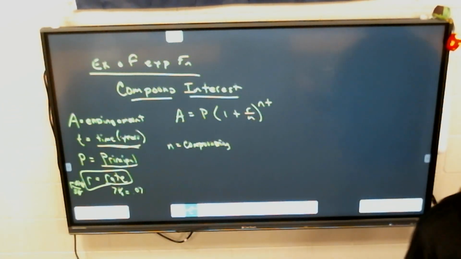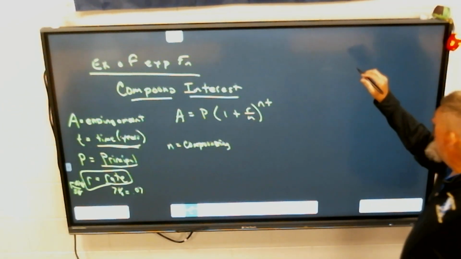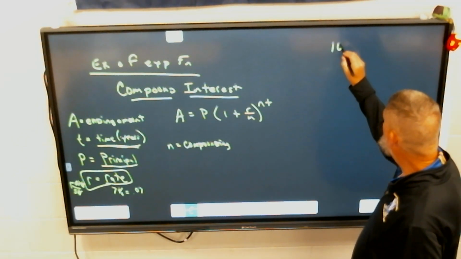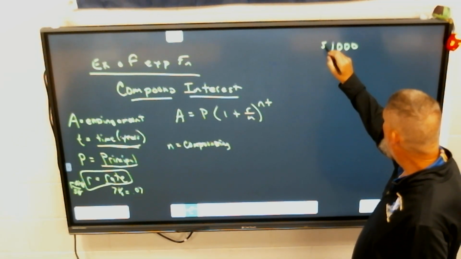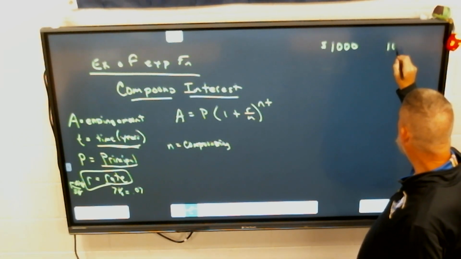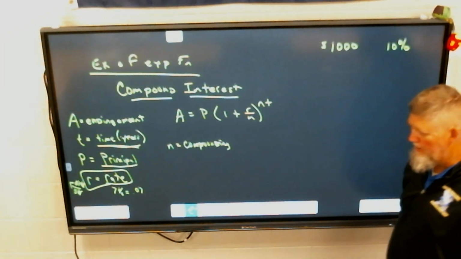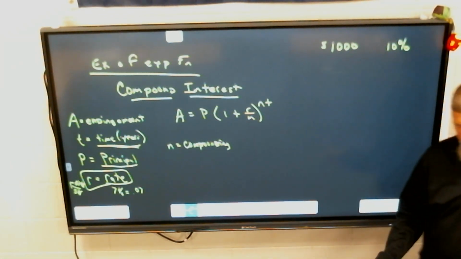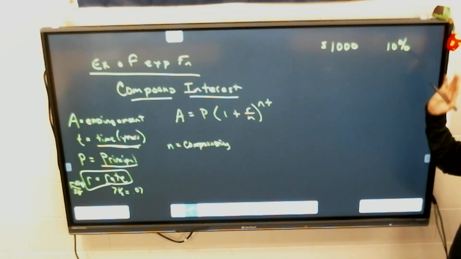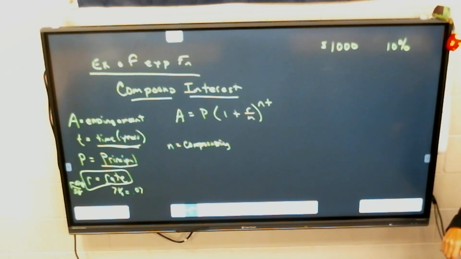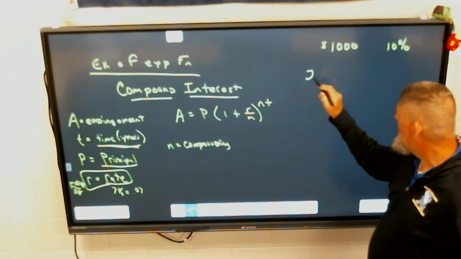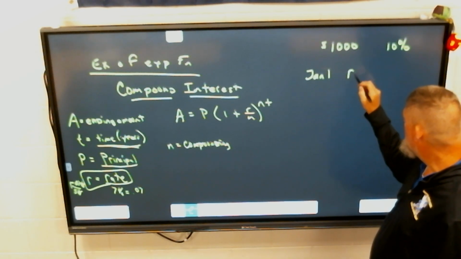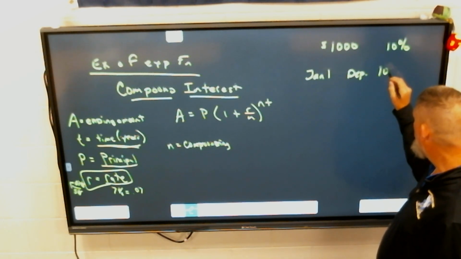Let's do really easy numbers, okay? Let's say we have $1,000, and let's say we do it at 10%. We put it in the bank, and we're getting paid 10%, which is unheard of. I mean, 5% for an online account is actually really good right now. Well, let's just say we're getting 10%, $1,000. So you put it in January 1st. January 1st, you make the deposit of $1,000.